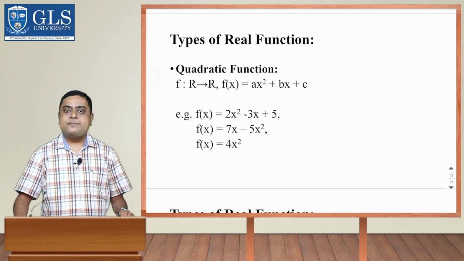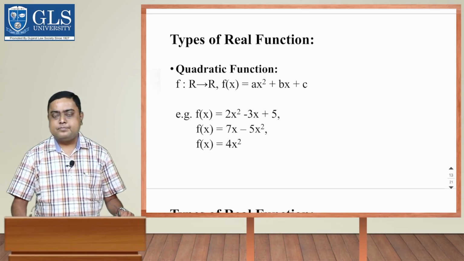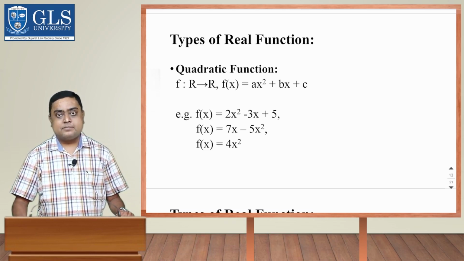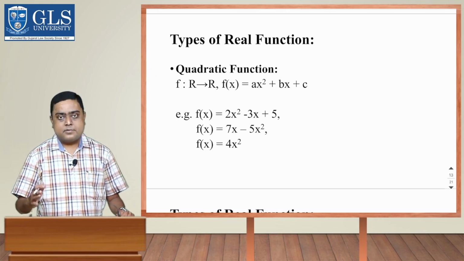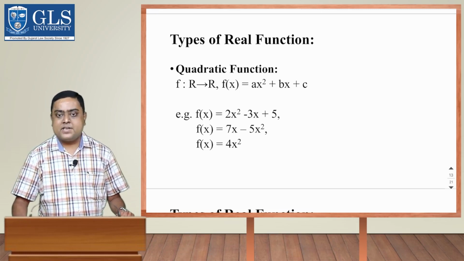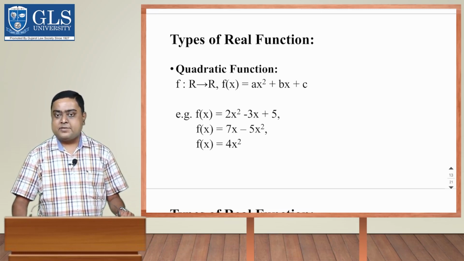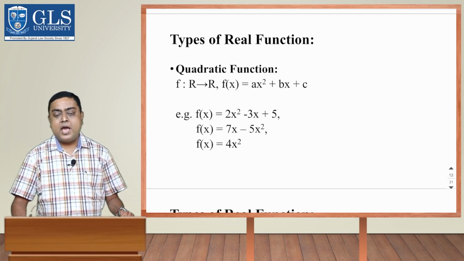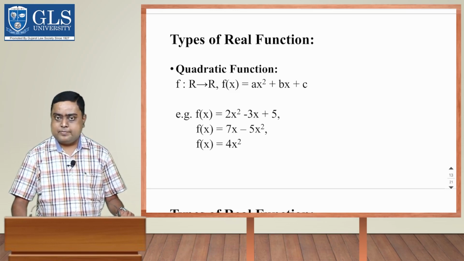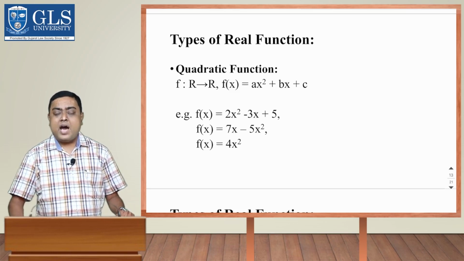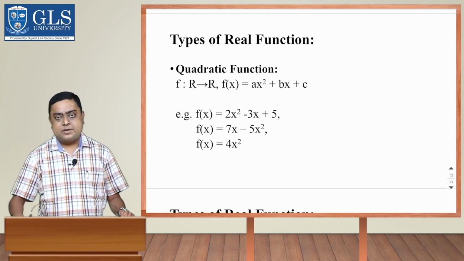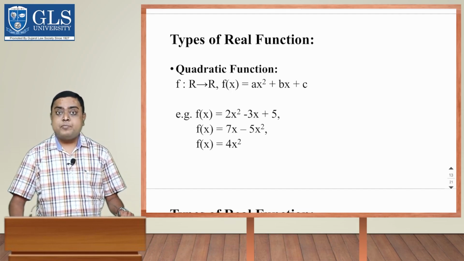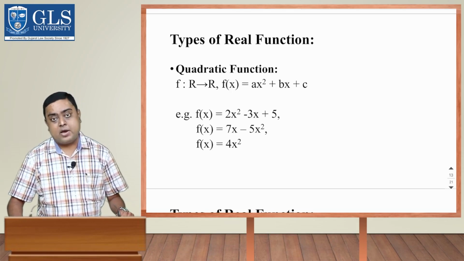My next type of the real function is the quadratic function. The standard form of this quadratic function is ax square plus bx plus c. The examples of these quadratic functions are 2x square minus 3x plus 5, 7x minus 5x square, and last 4x square. All these are in the standard form ax square plus bx plus c. Therefore, they are called quadratic functions. And the graph of this quadratic function is a parabola curve.